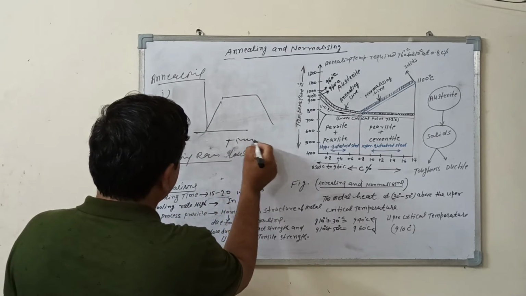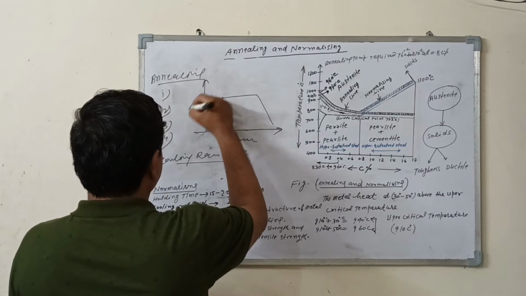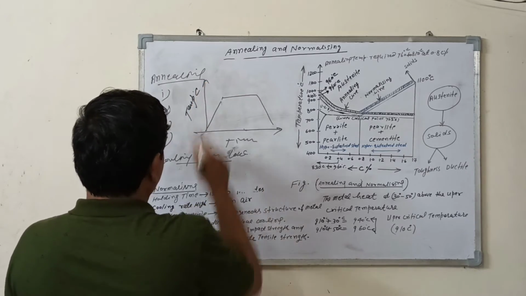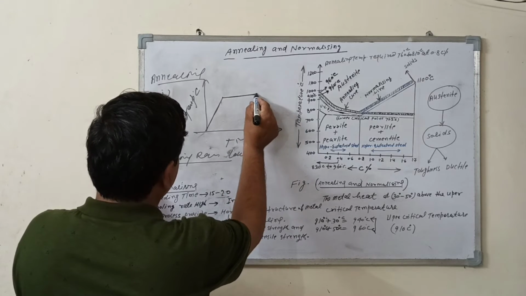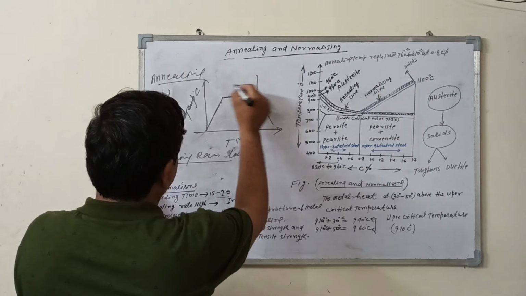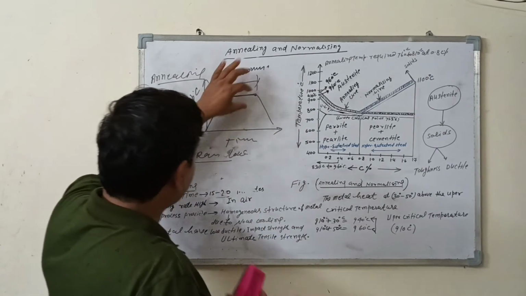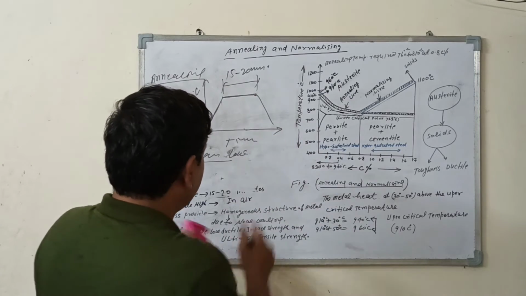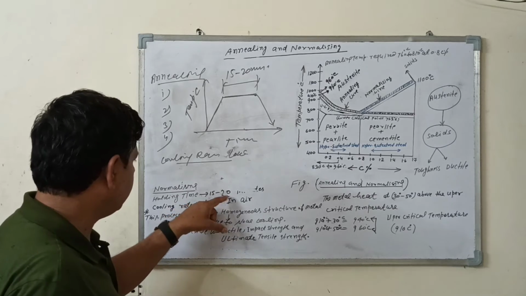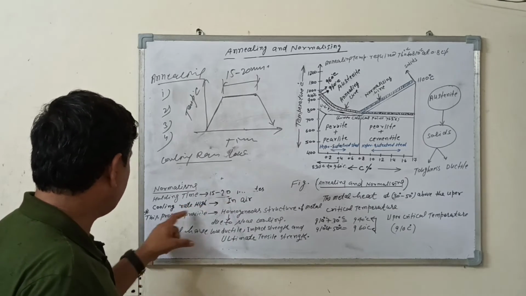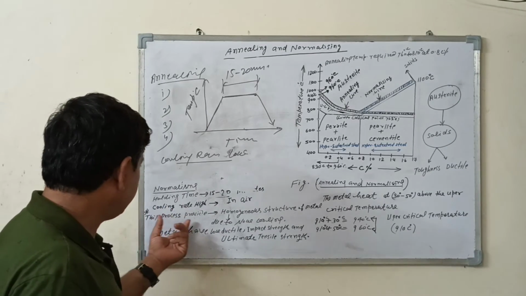In normalizing, the holding time is shown here, time along the horizontal axis and temperature along the vertical line. The metal is heated and the workpiece is held in a furnace for some time, 15 to 20 minutes, and then taken out of the furnace and put into the air for cooling. So the holding time is 15 to 20 minutes in a furnace, and the cooling rate in air is very high.